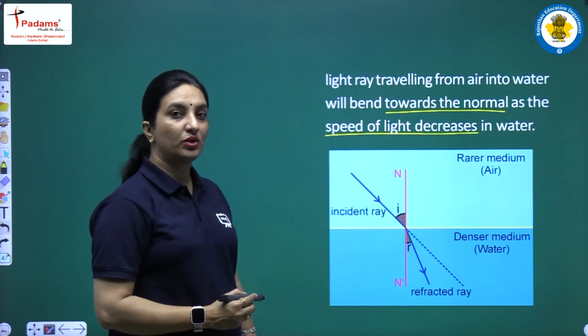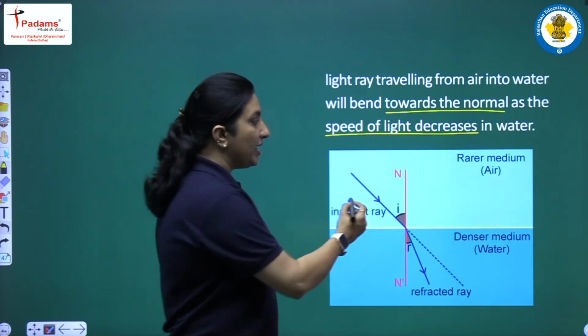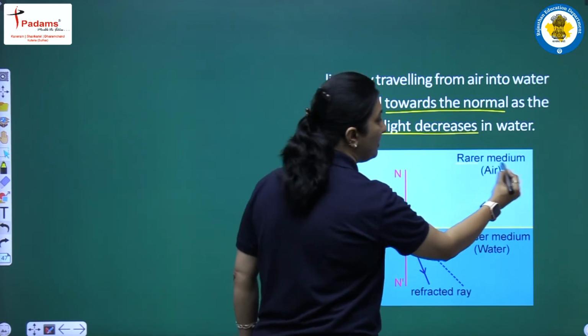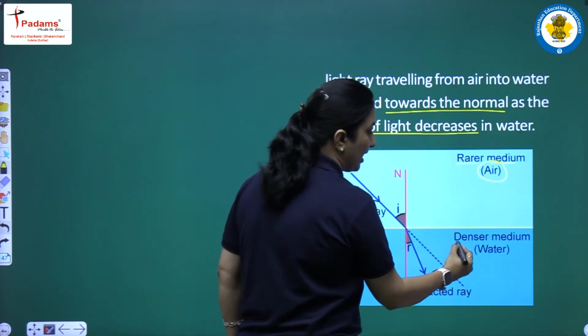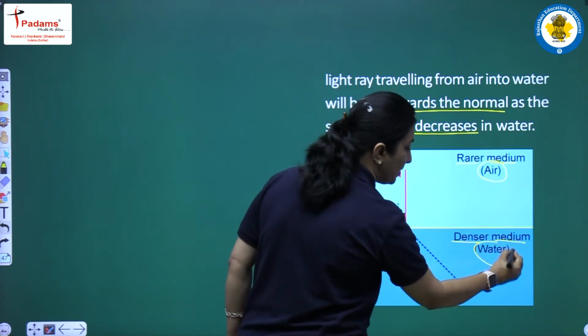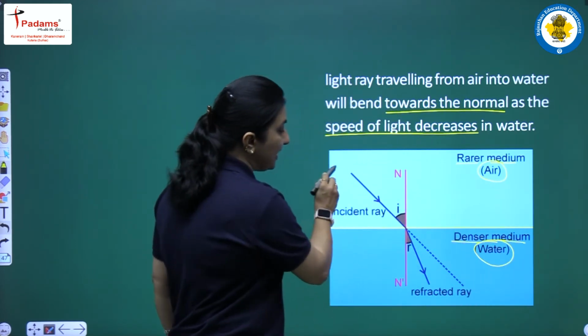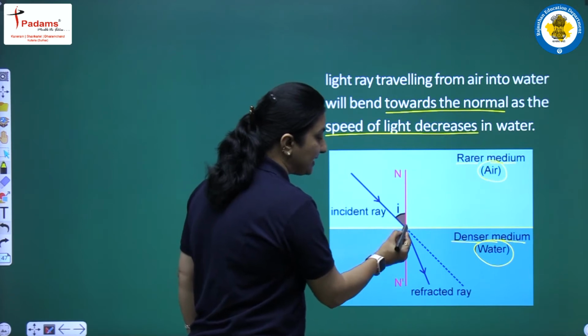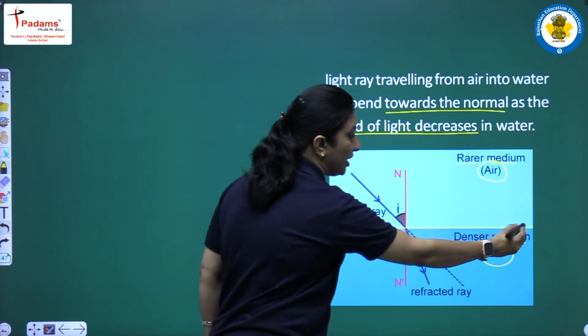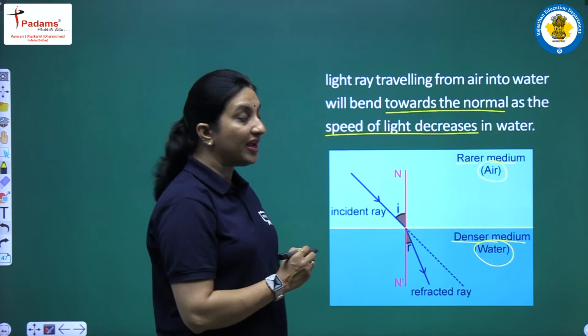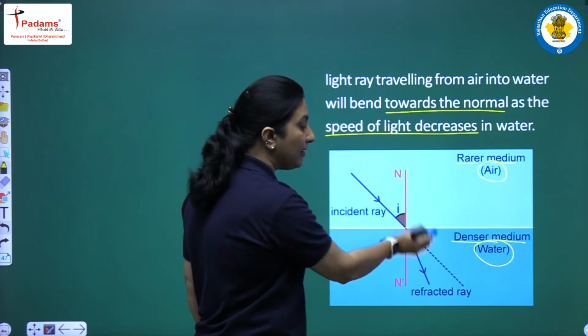This we have shown with a figure. So what we have shown here is that the rarer medium, which is air, and the denser medium, which is water. So the incident ray of light, which is incident at this point, and this yellow line shows the interface where the two mediums are meeting.